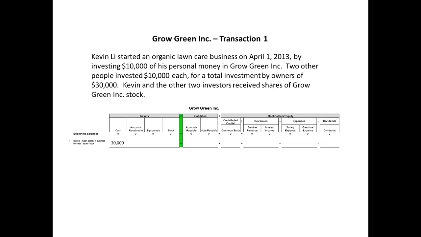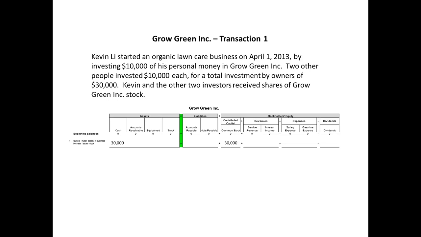And the second account affected? Since Grow Green issued shares of its stock, the common stock account is affected. Common stock is a contributed capital account. We use contributed capital accounts when we have investments from owners. Since investments by owners increased from 0 to $30,000, we'll enter the $30,000 as a positive amount in the common stock column. Now we need to calculate our account balances.